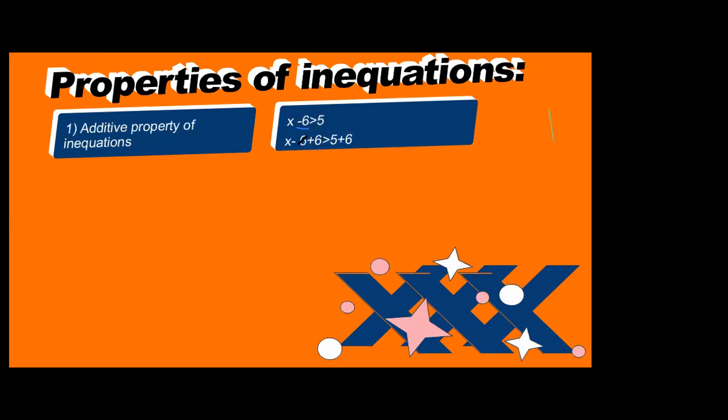And why are we adding 6? Because when we add 6, minus 6 and plus 6 will cancel, and here we get x is greater than 11. Are you getting my point? X is greater than 11. That means x contains the values which are greater than 11, meaning 12, 13, 14, and so on.